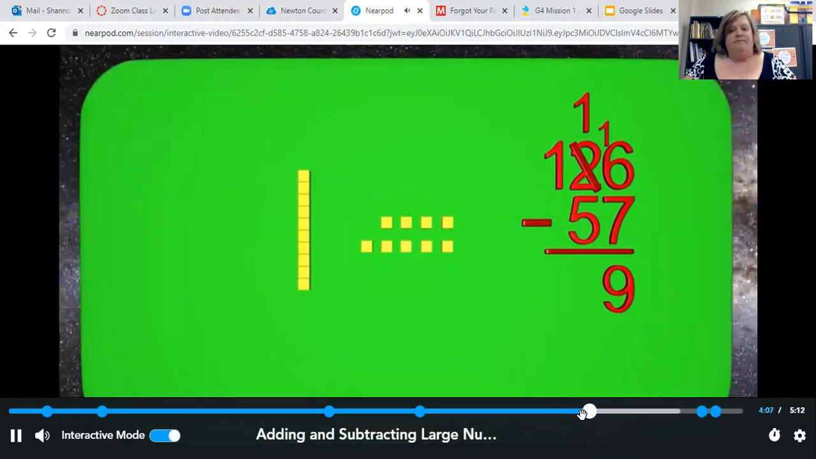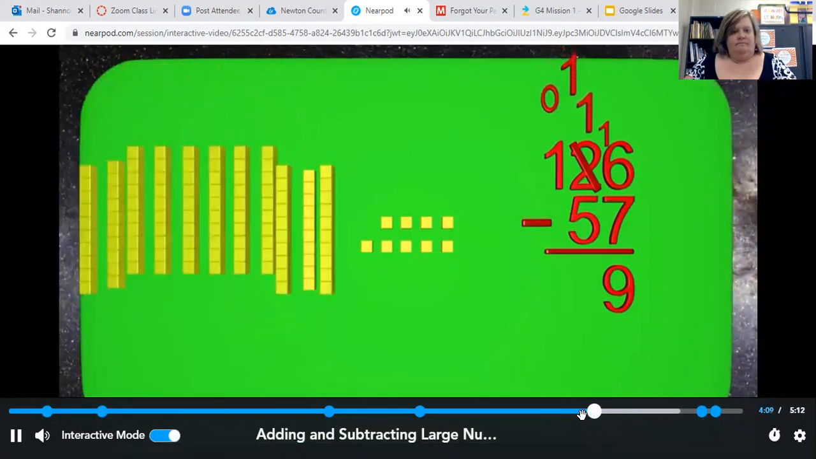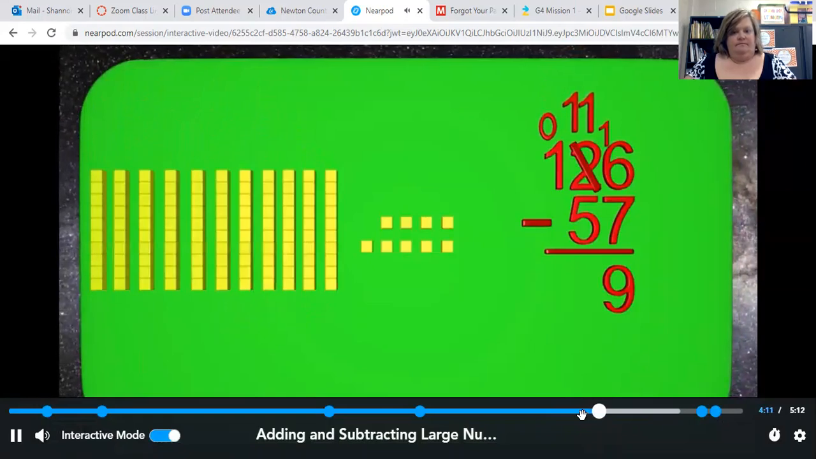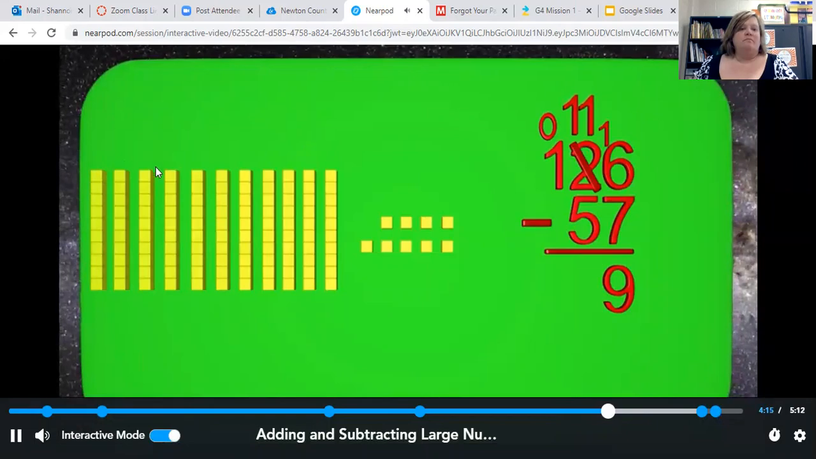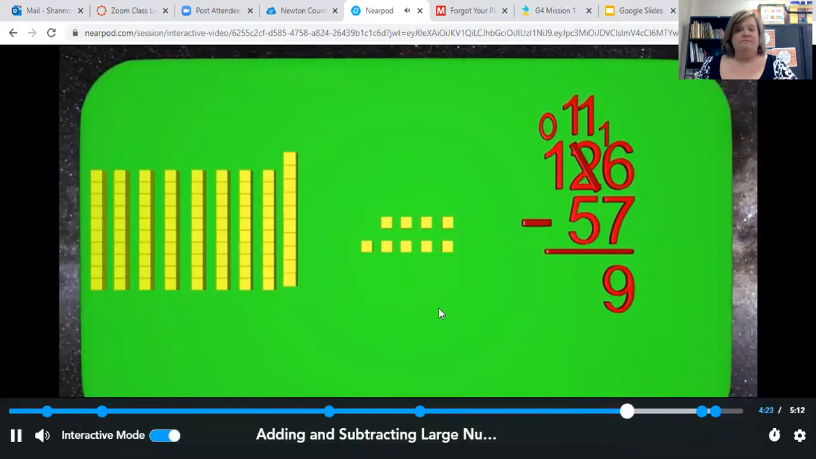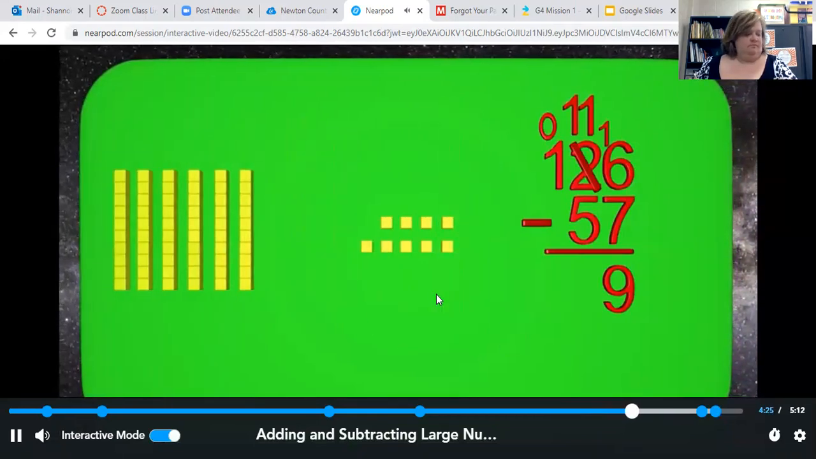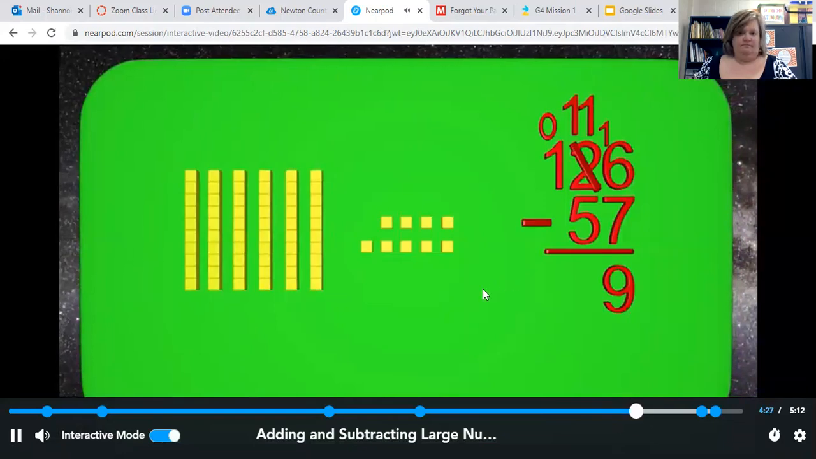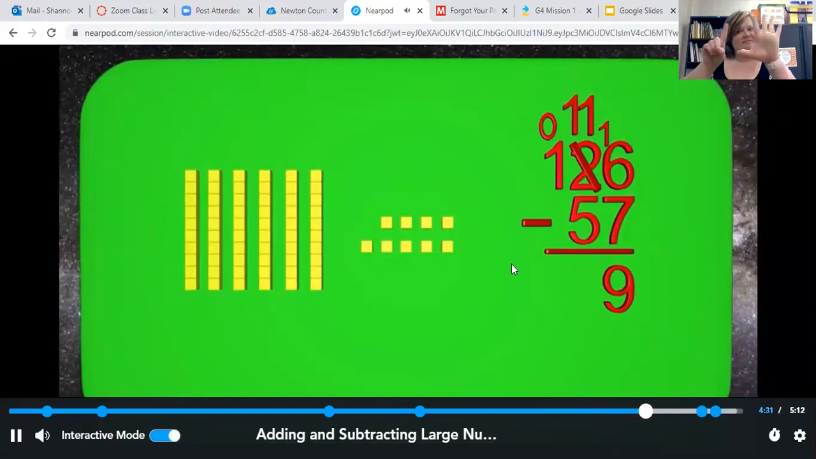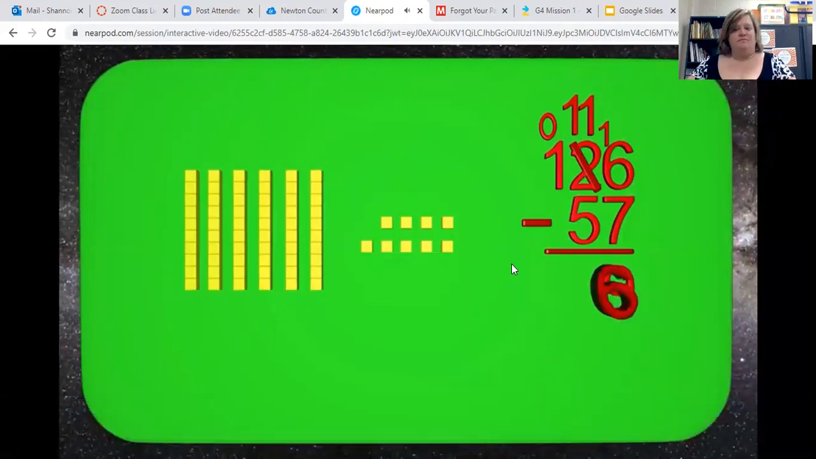One hundreds block gives us 10 tens blocks. Can you tell me how many tens blocks we have now? We have 11, and we need to take away 5. 1, 2, 3, 4, 5. Now how many tens am I left with? 6. I am left with 6, so I put the 6 down here.